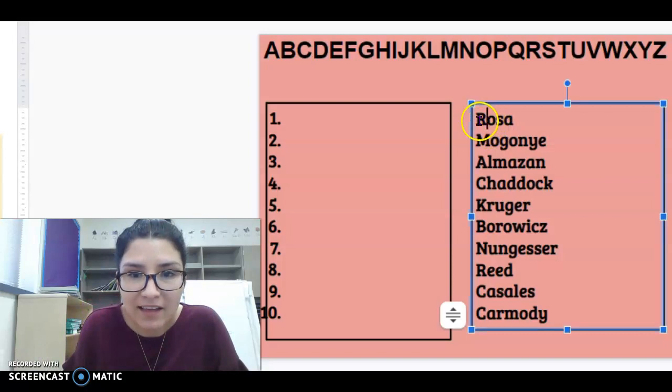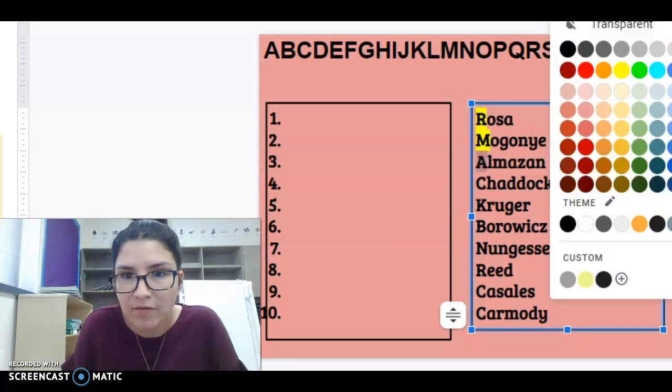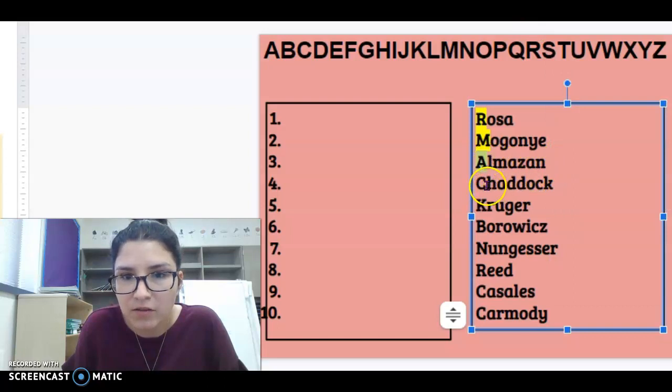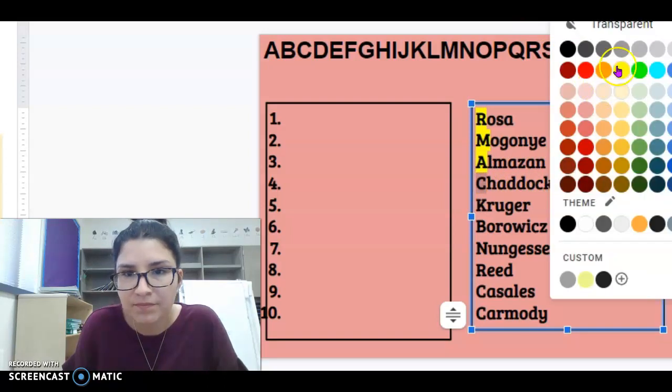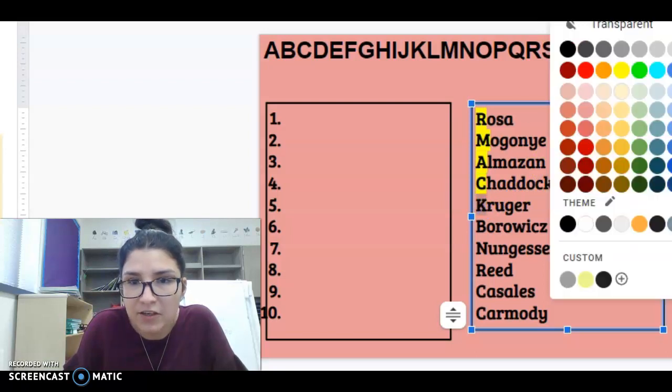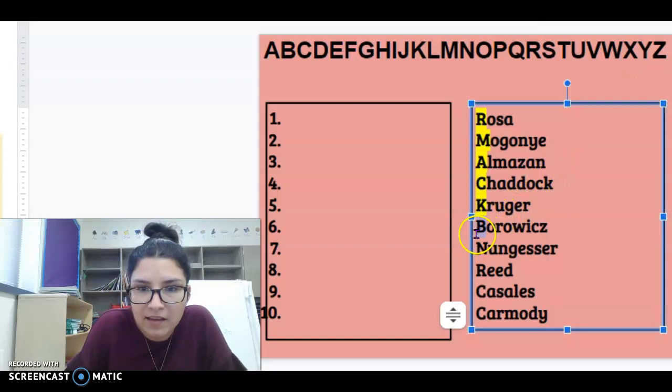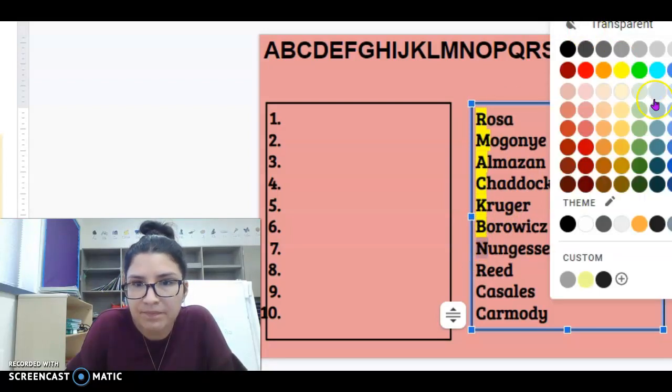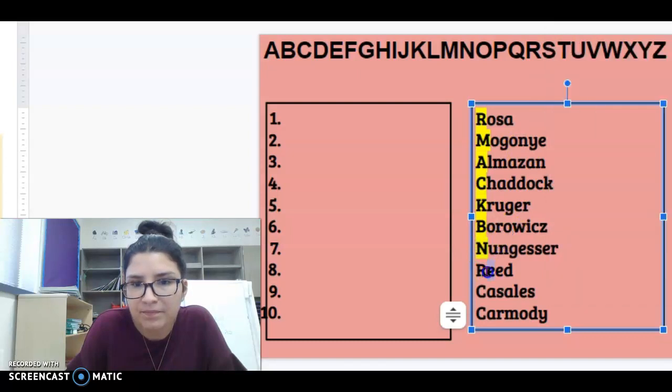I want to highlight the first letter of each name. This is what you could do. This is what I usually have my students do: focus on the first letter. I'll read you the names in just a minute. I just want to show you how to highlight. Almost done.